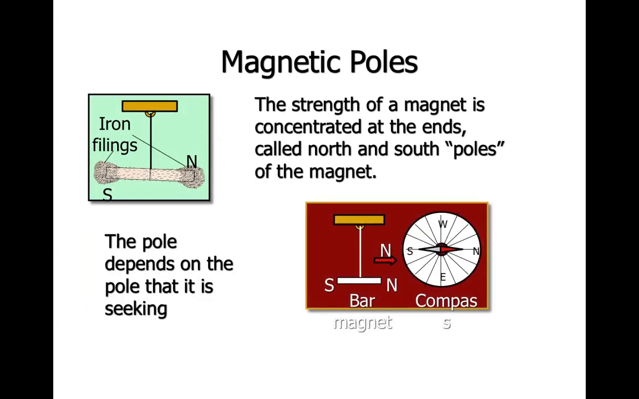So the magnetic poles, that's that north and south piece that we talked about. The strength of the magnet is concentrated at those ends, so that's where you're going to get most of your attraction. And they are called the north and south poles of a magnet. And our Earth has a north and south pole, a magnetic pole, just like that. So if you look at your compass and you're looking at north and south on a magnet, it should point to the north. The pole depends on the pole that it is seeking.